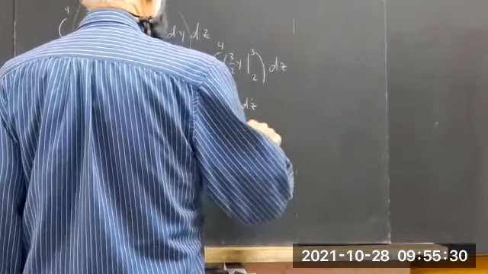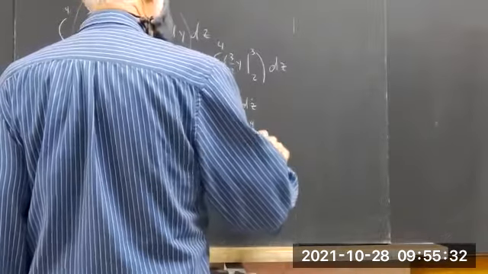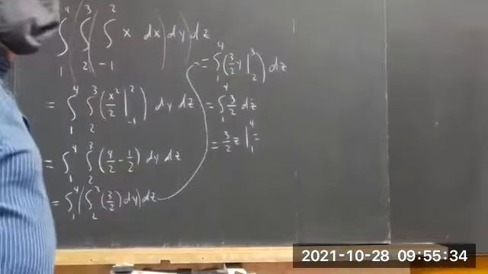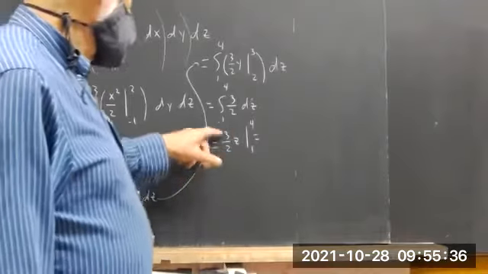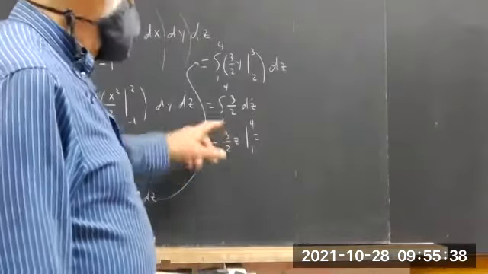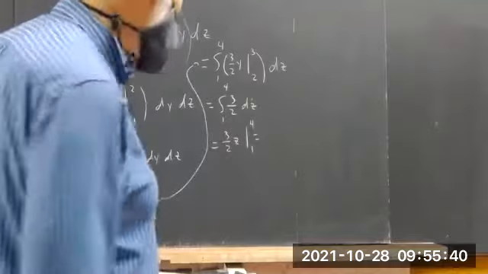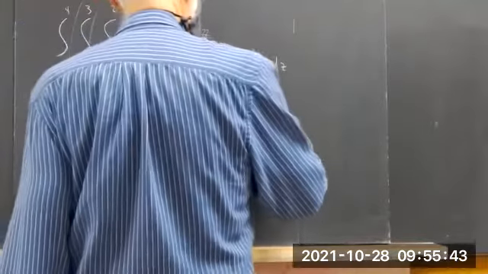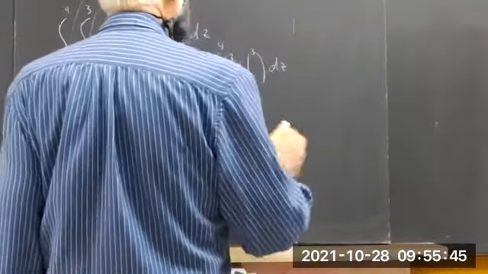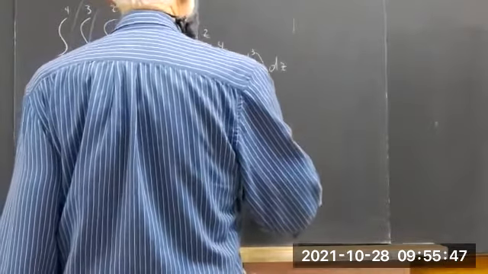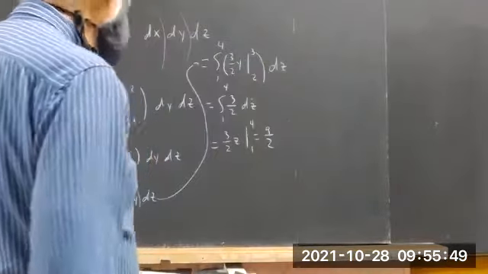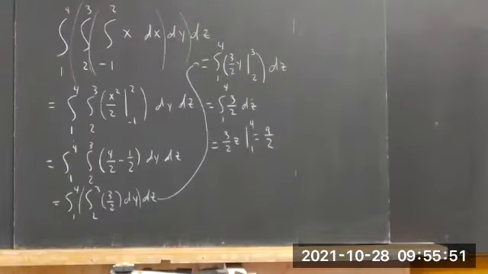And that's just 3/2 z evaluated between 1 and 4. And the arithmetic is simple. You're going to get 12/2 minus 1/2, which is 11/2. I'm sorry, 12/2 minus 3/2, which is 9/2. If I did that correctly. Okay, so the integration is straightforward enough.